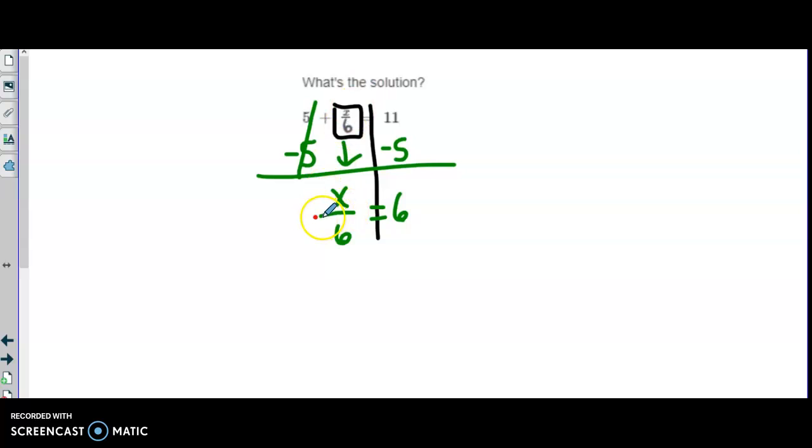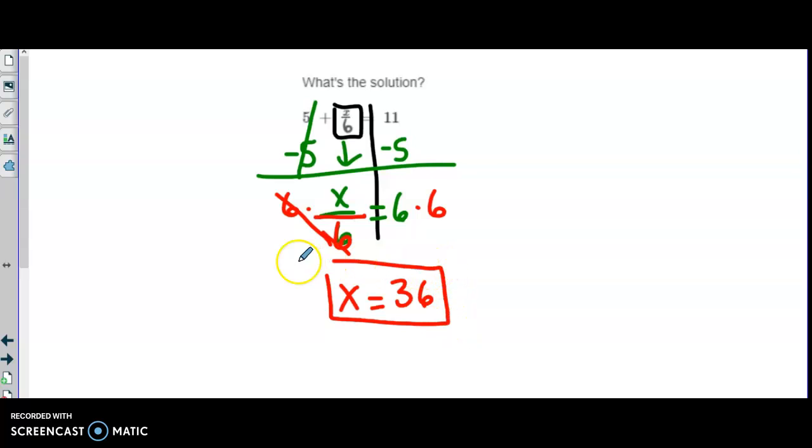And we're trying to get the x by itself. Right now it says x divided by 6. The opposite of dividing is multiplying. So we're going to multiply each side by 6. These would cancel, leaving you with 1x, and 6 times 6 is 36. So that has one solution at x equals 36.